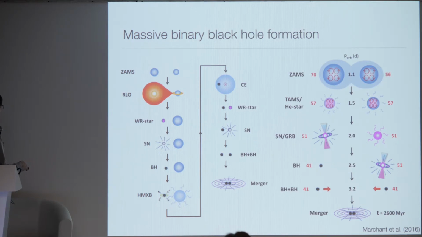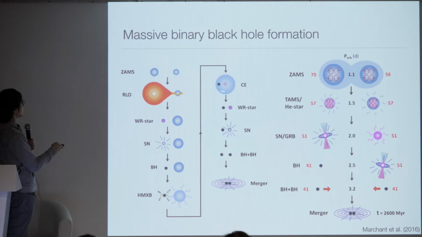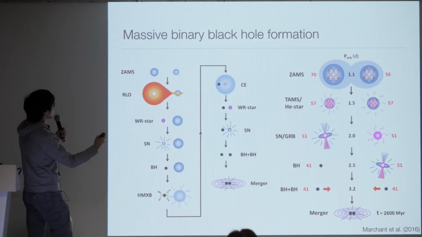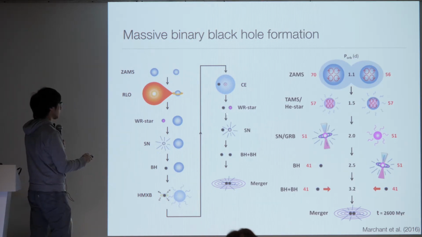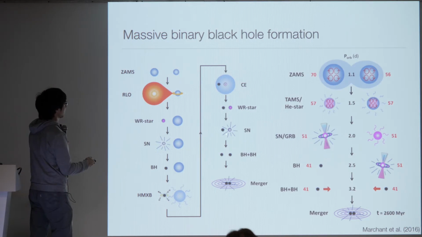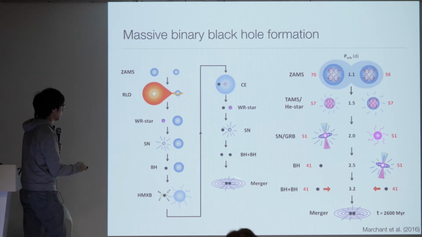And then this continues, and the second one will gain some mass and expand, and then this again will be a high mass X-ray binary, and this can lead to the common envelope when the second star expands. If something is inside this envelope, that will lead to mass stripping, and this can also lead the system to get closer, and then there will be a second Wolf-Rayet star. And then this can also lead to a supernova, or maybe it just collapses to a black hole, and then you can have a binary black hole and then they merge.